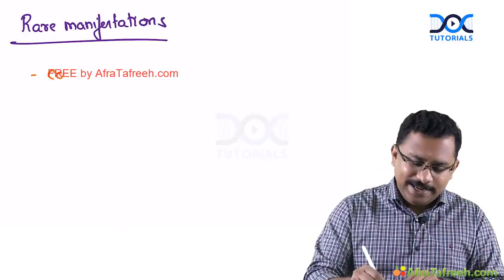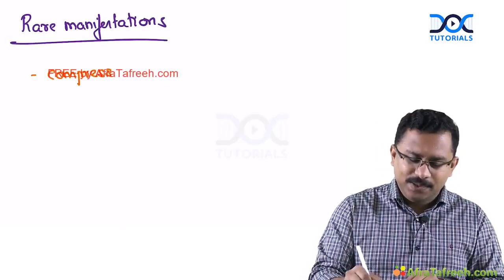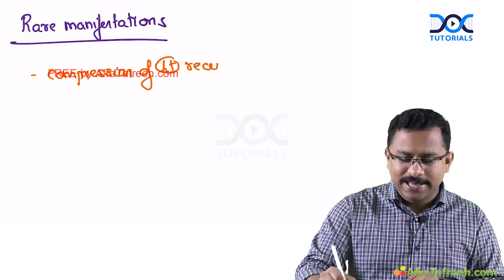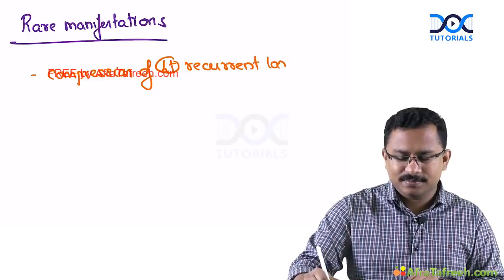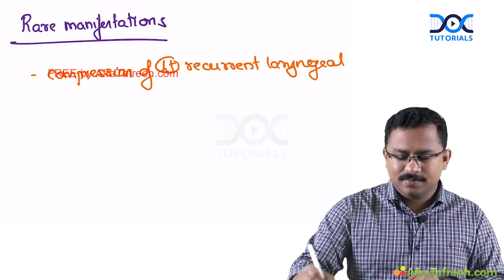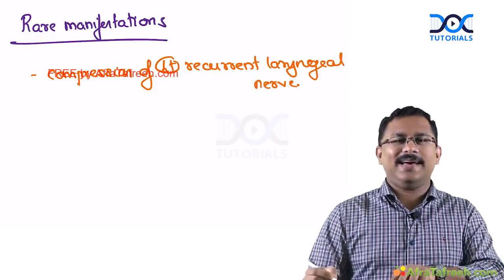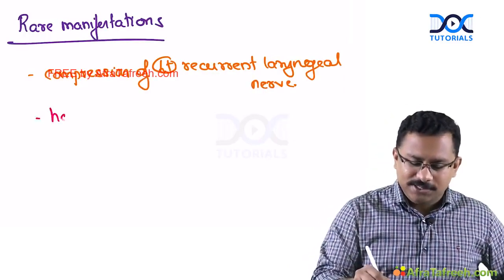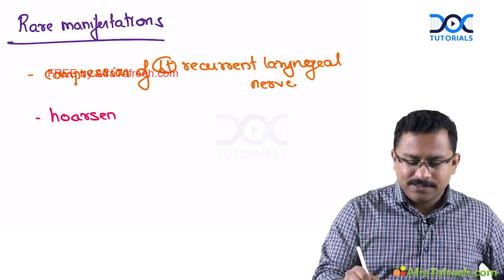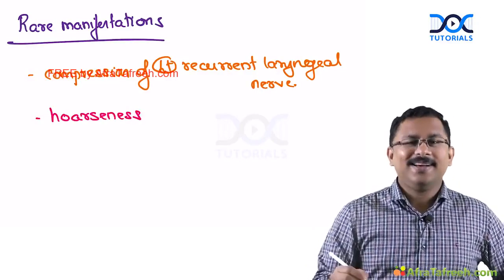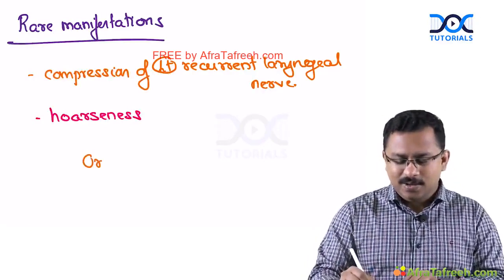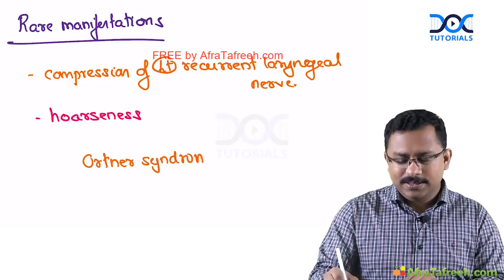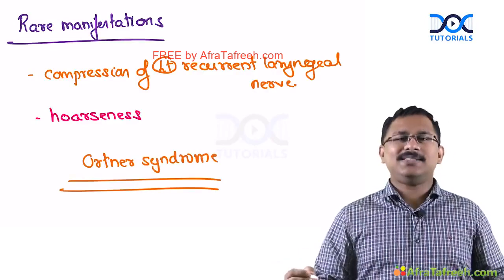So there can be a compression of the left recurrent laryngeal nerve, and this can lead on to what? This can lead on to hoarseness of voice, and this is referred to as Ortner syndrome.